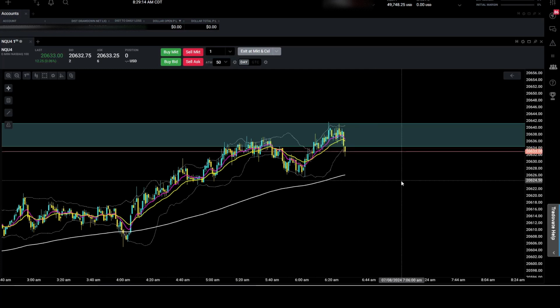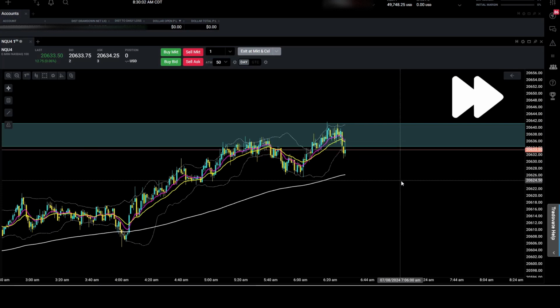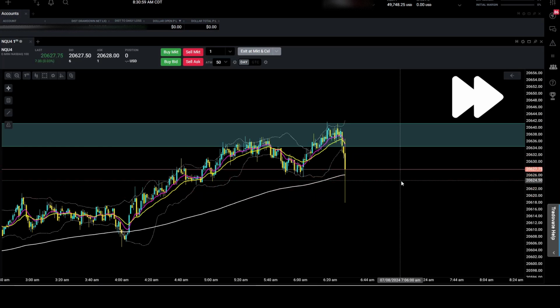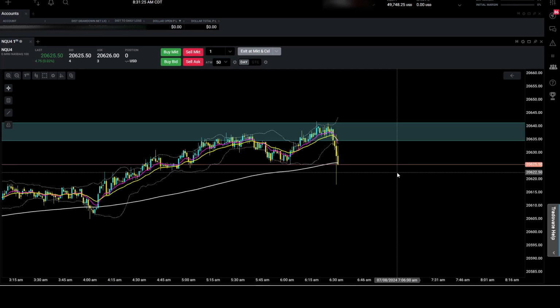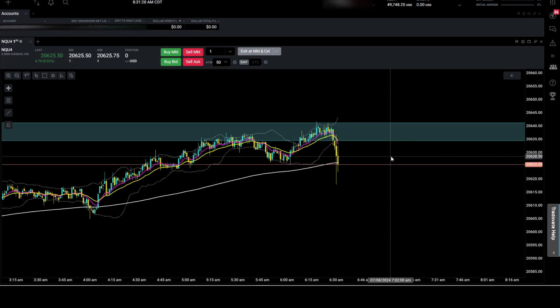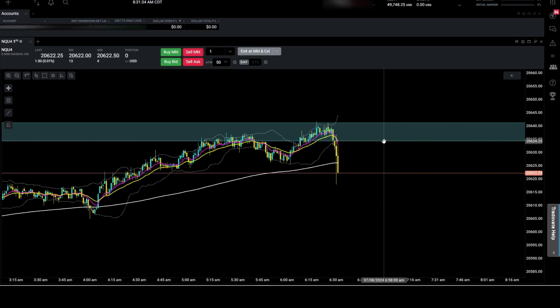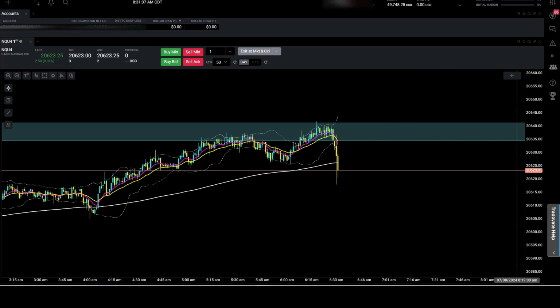a setup form. I don't really like trading the pre-market or the first 15 minutes just because volatility is pretty high and you get stopped out almost instantly sometimes. So we'll give it a few minutes, see if we could start to see a setup form. Candles like that are exactly why I don't like trading the open. That just whipped back up super hard.